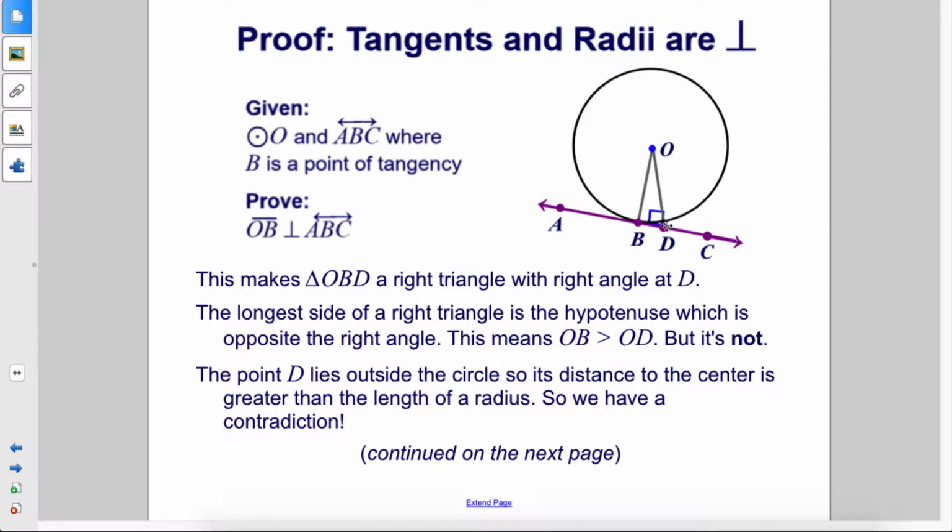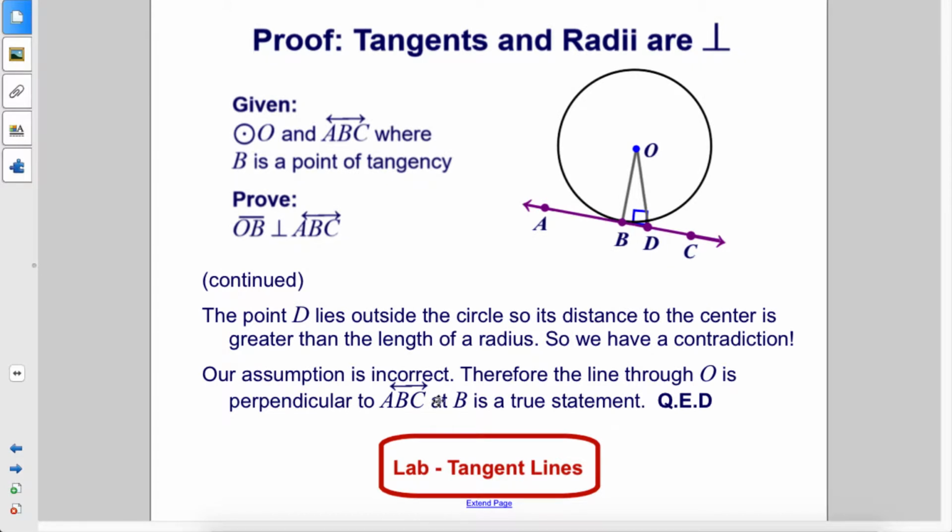The point D lies outside the circle, so its distance to the center is greater than the length of the radius. So we have a contradiction. Our assumption is incorrect. Therefore, the line through O is perpendicular to line ABC at B is a true statement.